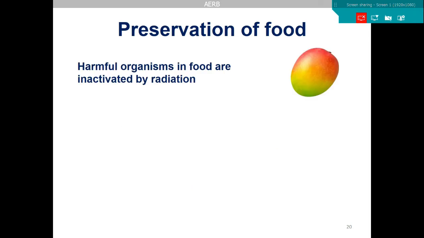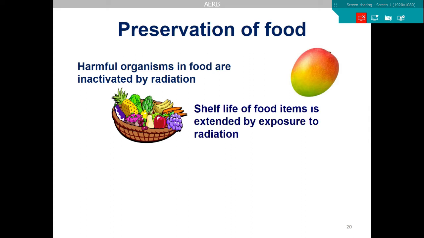Now, to continue this preservation of food, certain harmful organisms which are present in food can lead to spoilage and wastage of food, and they can be inactivated. Sometimes you can even extend the ripening period. In this case, mango. Mango exporting countries like India have a lot to gain with this technology.